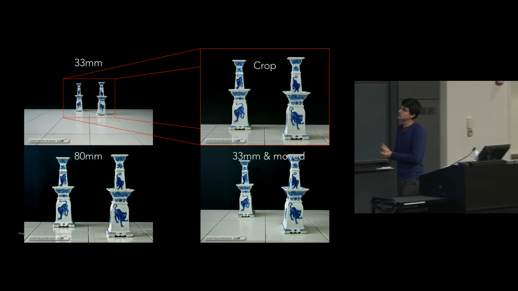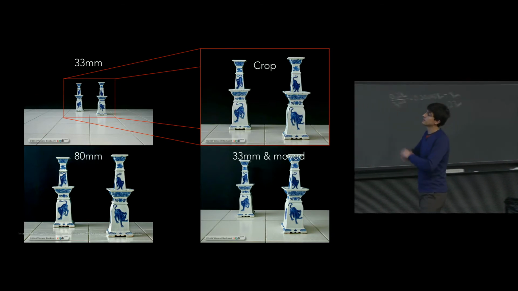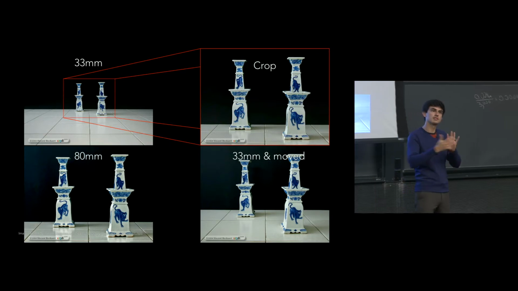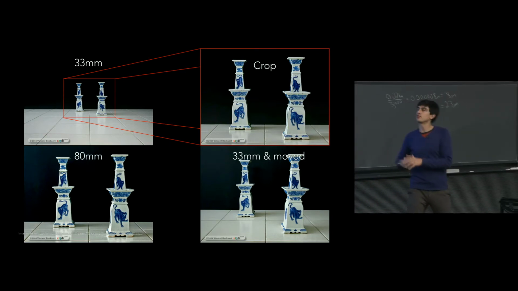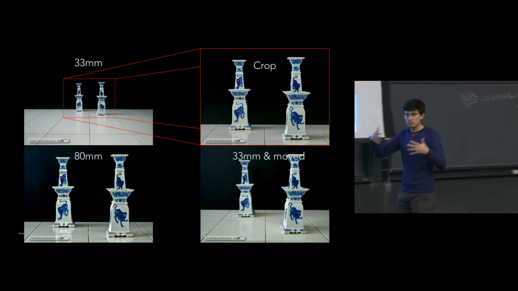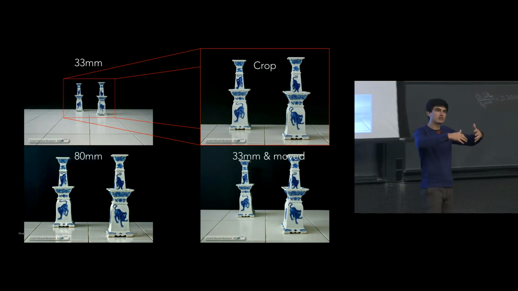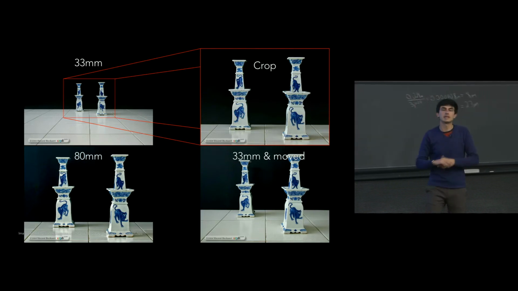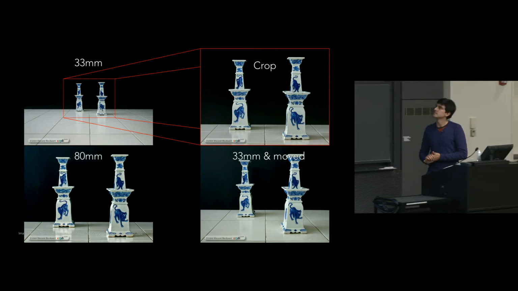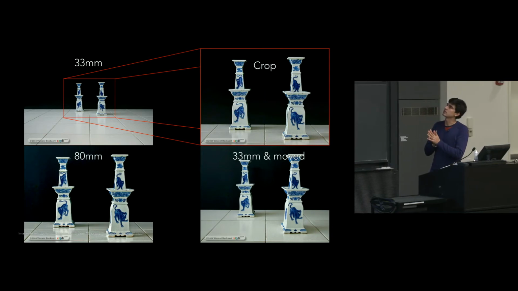So just to go through this again, just to remind you about what was going on, somebody took an image of a salt and pepper shaker sitting on a table at some distance away with a 33 millimeter lens. And then they took the center portion of that image, cropped it out and blew it up to now be the same size. That's the upper right image. Those red lines represent what we just did with that alteration.